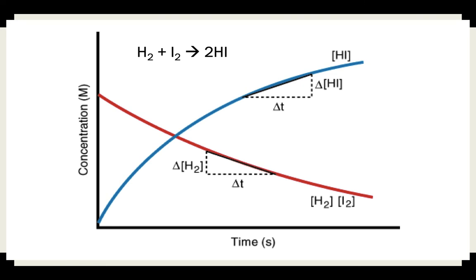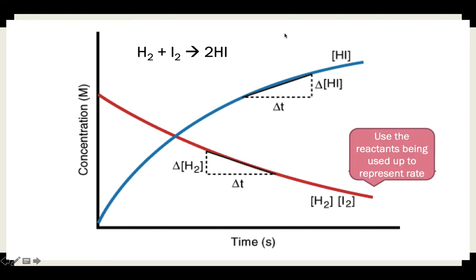Another example can be found here. You have hydrogen and iodine to produce hydrogen iodide. So here the red line represents the reactants being consumed. So when you use reactants, your line will be going down.